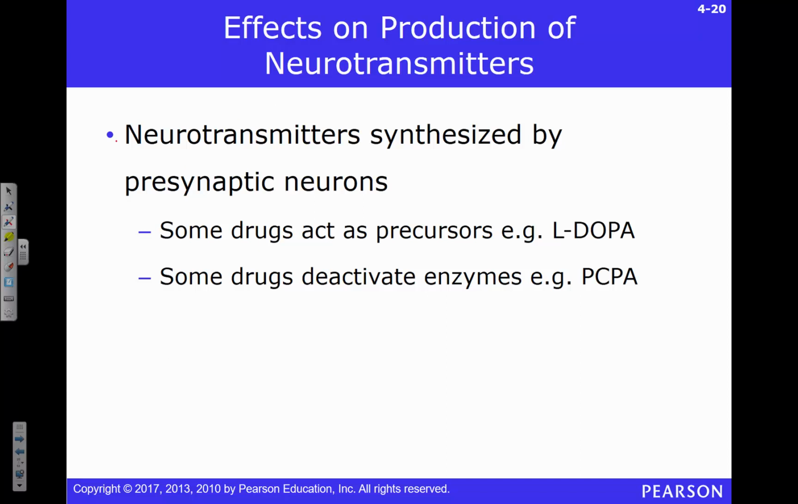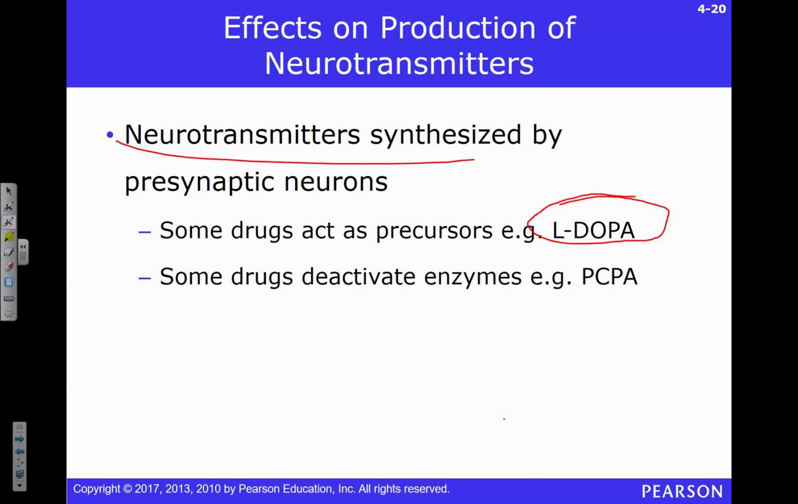There you go. So neurotransmitters are synthesized by those presynaptic neurons. We already talked about L-DOPA. This is the precursor to dopamine. So if I give you a bunch of L-DOPA, you're going to be more likely to make dopamine because you have the precursor to do that. Okay, so that's not a big deal.